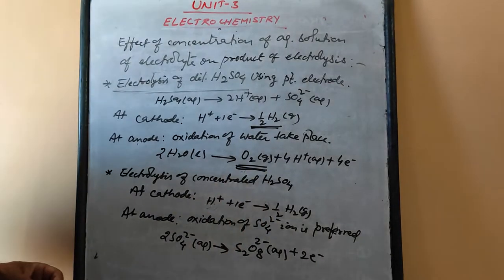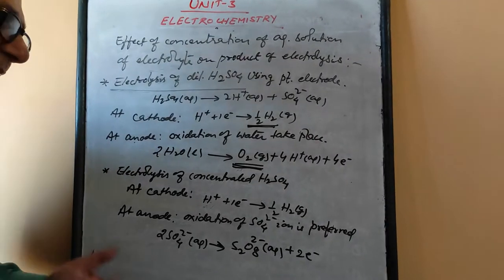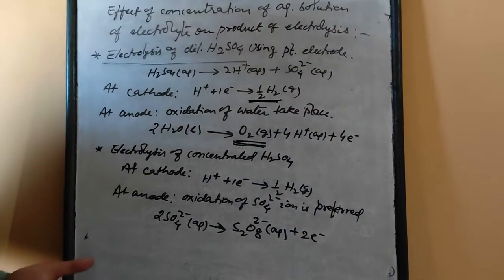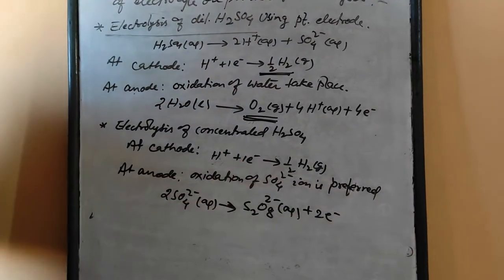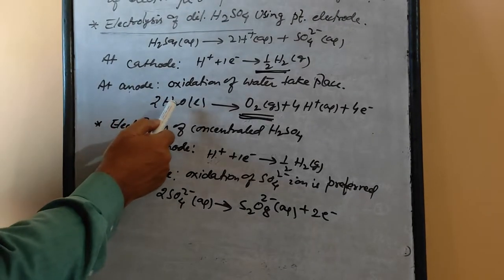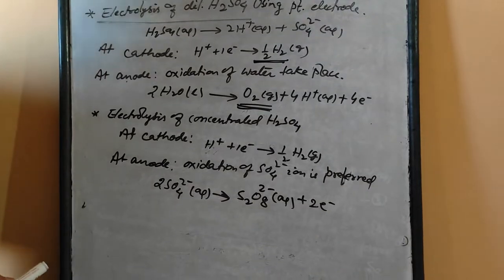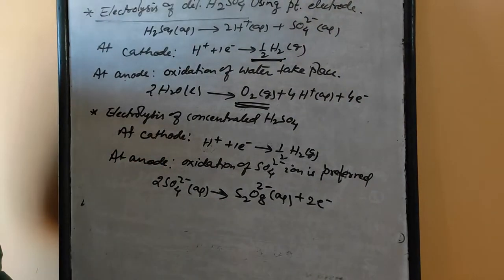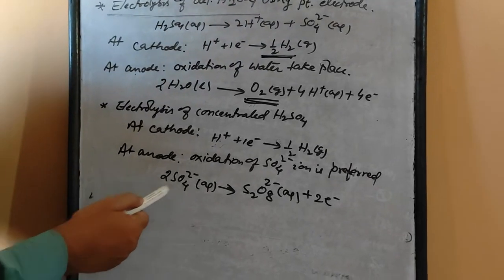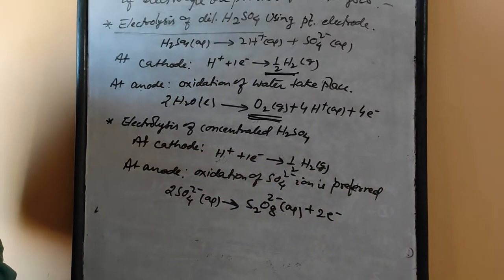Now if electrolysis of concentrated H2SO4 is carried out, then at the cathode there is no problem, only H2 gas is released. But at the anode, in comparison to oxidation of water, oxidation of sulfate ion is preferred, because the concentration is very high and the availability of sulfate ion is very high. So 2SO4 2- aqueous gives S2O8 2- aqueous plus 2 electrons.